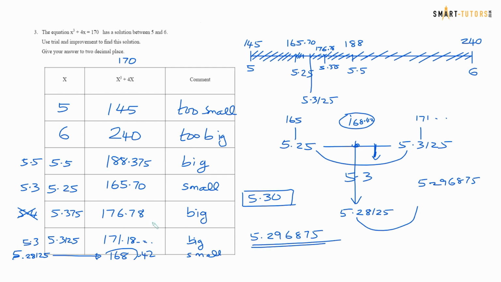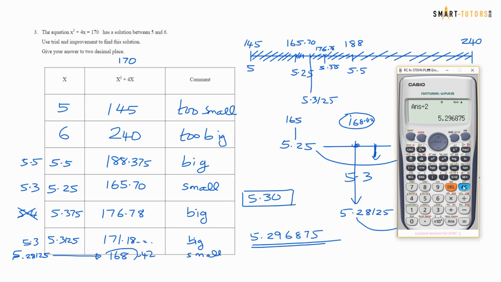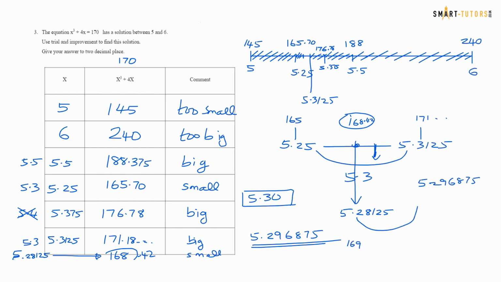5.296875. If you want, we can find out where the limit is going to go. If I put this answer, cubed plus 4 times that answer, equals 169.80. 169.80 is a much better answer, so this is more accurate. If you approximate, that is going to be 5.30. So the answer for this question is 5.30 for 2 decimal places.